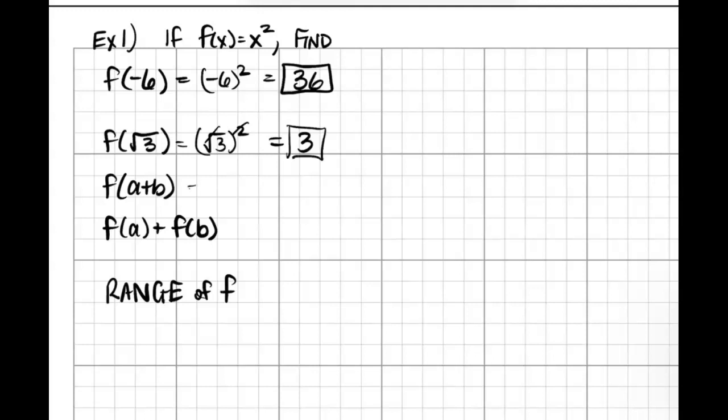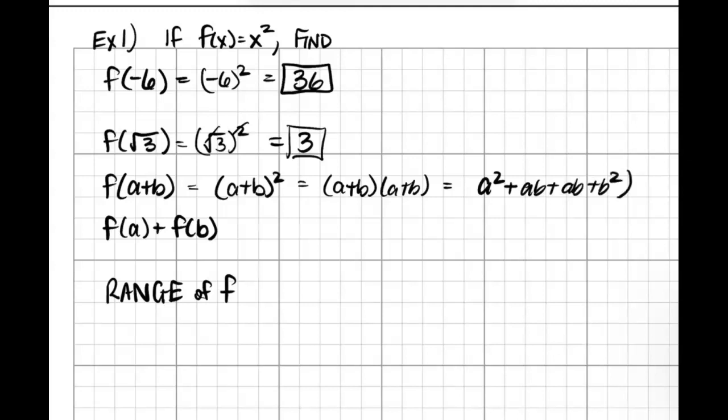Then if you plug in a plus b into the square, here we're going to have to FOIL these, which would be a squared plus ab plus ab plus b squared. And then you would get a squared plus 2ab plus b squared.